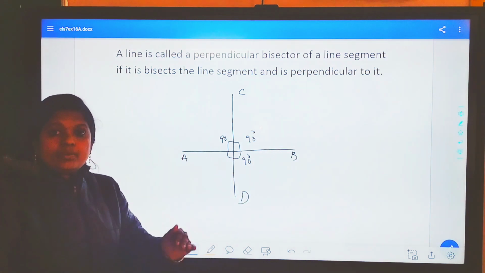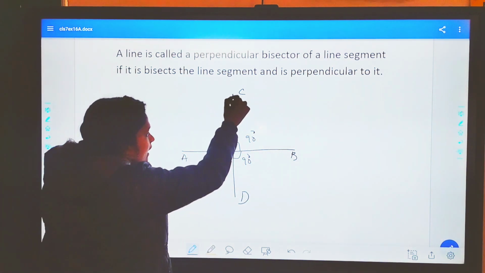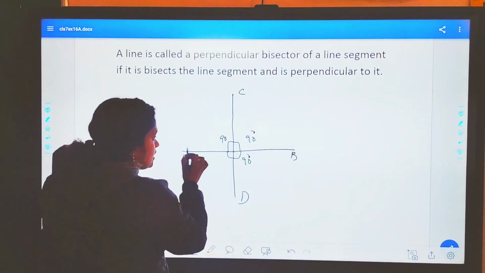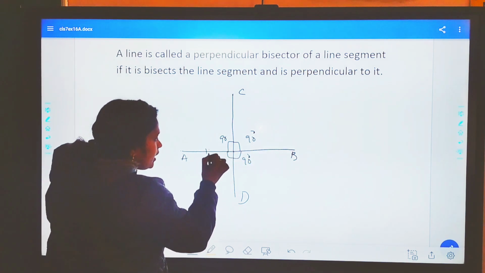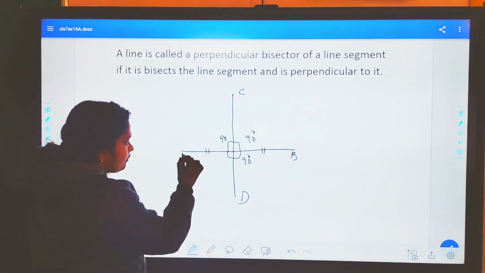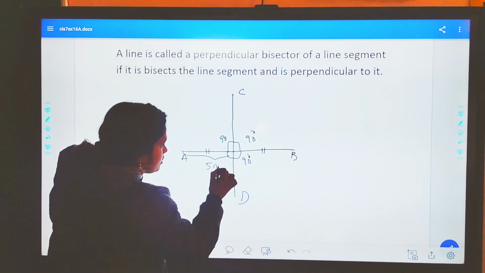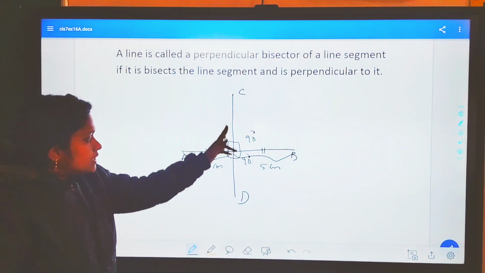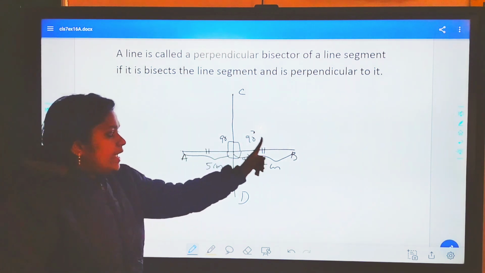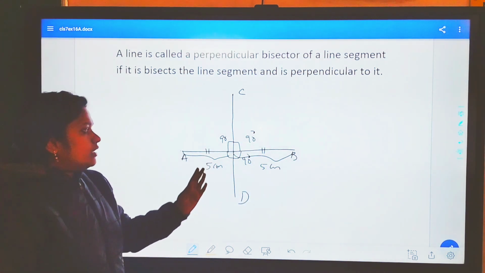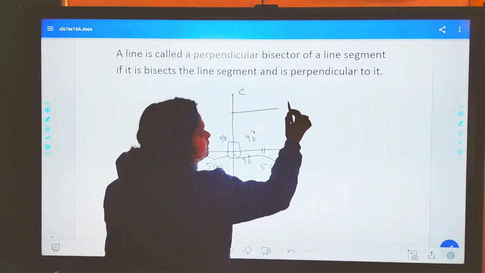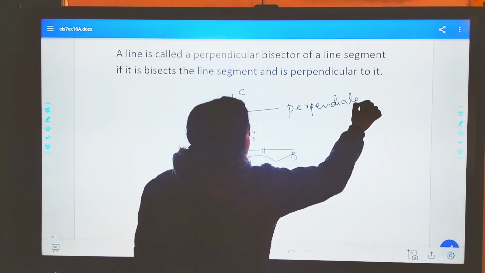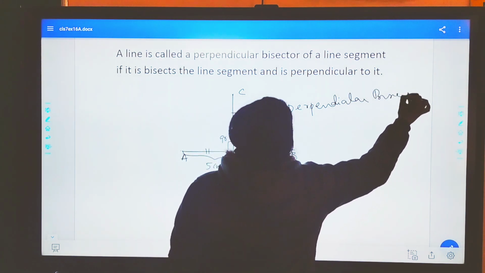Then what do we mean by perpendicular bisector? If the line is perpendicular and it divides the line segment AB into two equal parts, for example from here to here 5 centimeters and from here to here 5 centimeters, so the second line divides AB into two equal parts, then we can say that this is a perpendicular bisector.